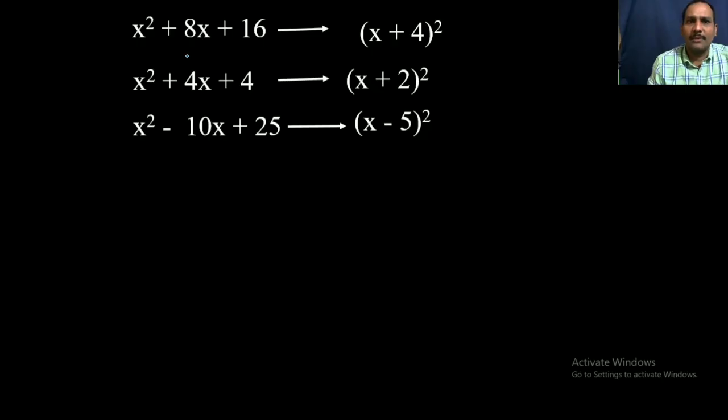So here x square plus 8x plus 16 can be written as (x plus 4) whole square. And if you observe here, this 16 can be written as 4 square, and this 4, can I write it as (8 by 2) whole square? And in this example, 4 can be written as 2 square. Can I write it as (4 by 2) whole square? And here 25 can be written as 5 square, and this can be written as (10 by 2) whole square. Why am I writing like this?